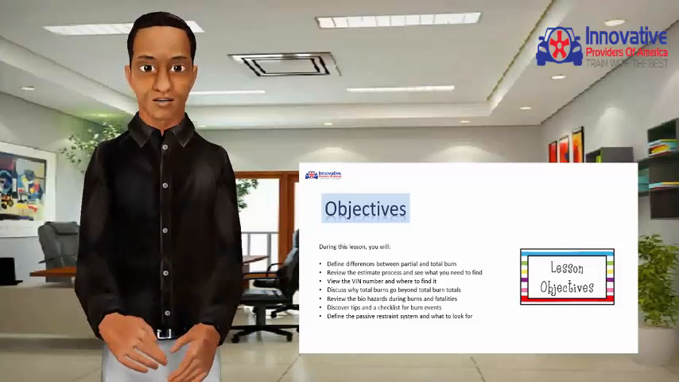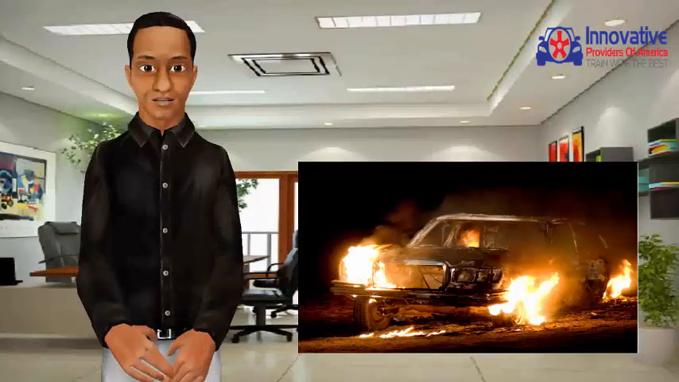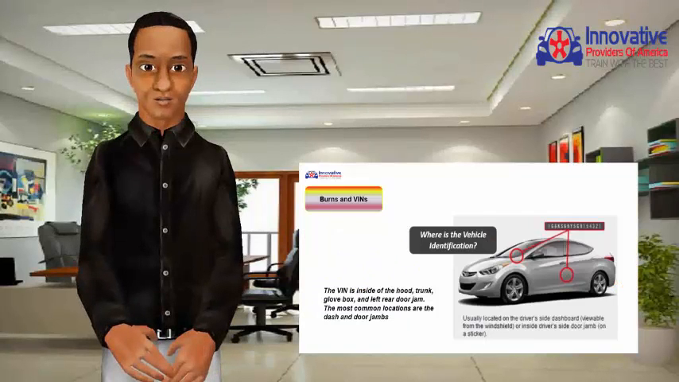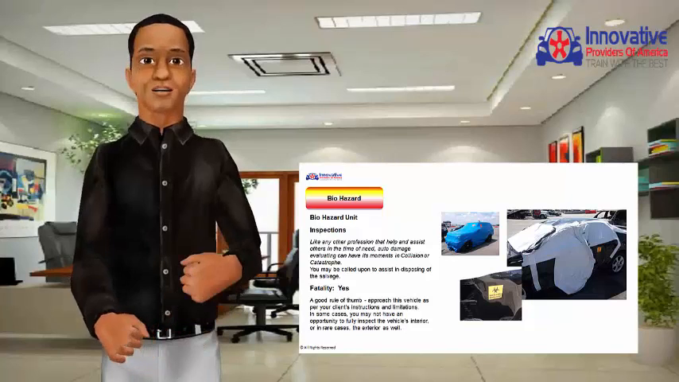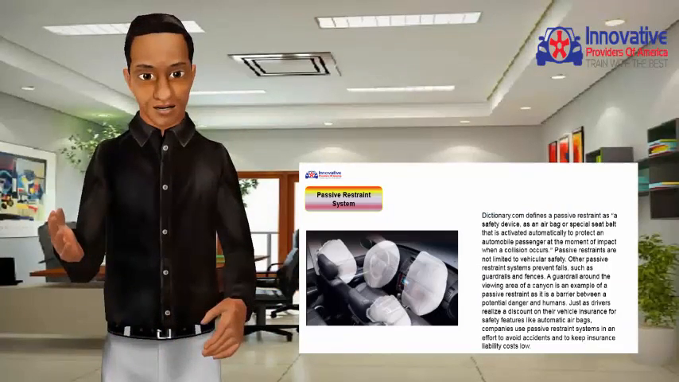Our attention was centered on several areas. One area was to define the difference between partial and total burns. Later, we learned where to find the VIN, identification numbers. We reviewed biohazard techniques, and we reviewed the passive restraint systems, like airbags.